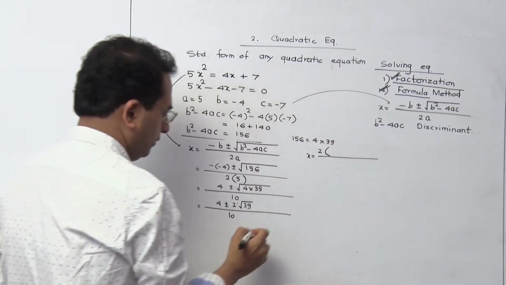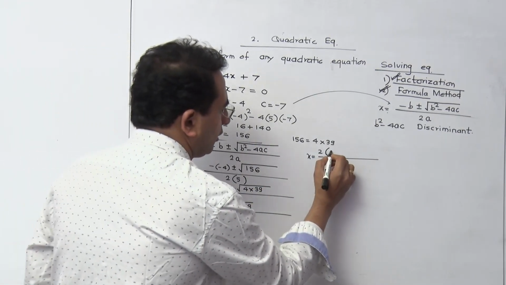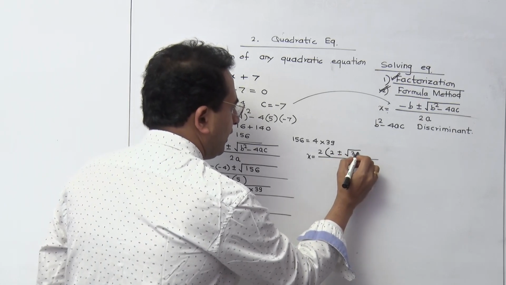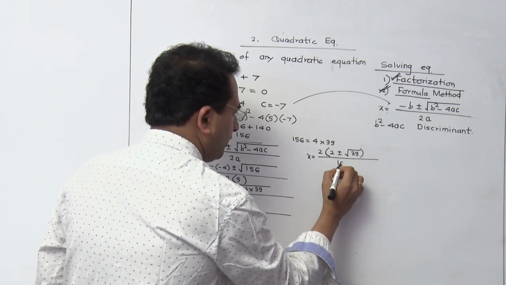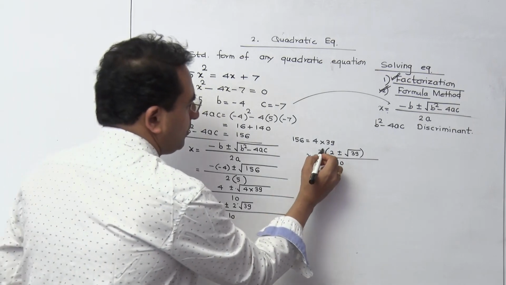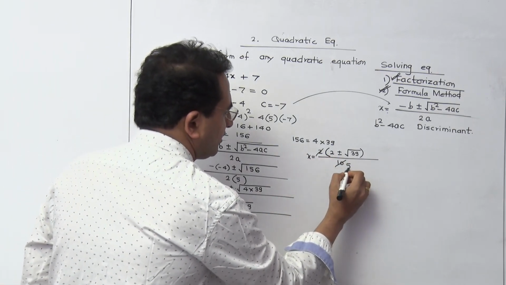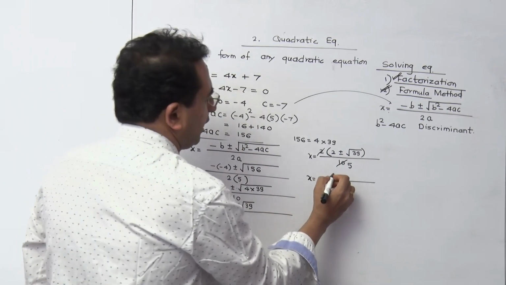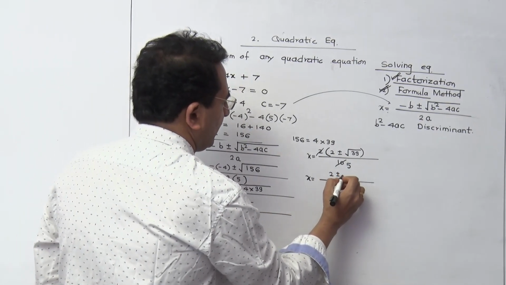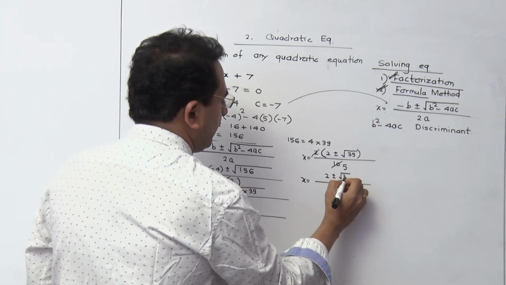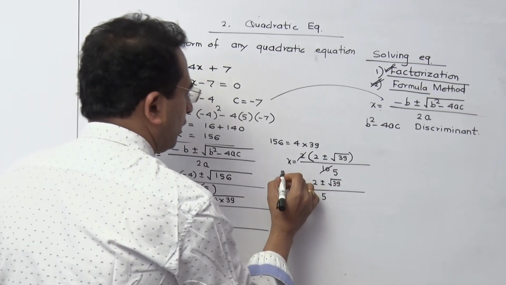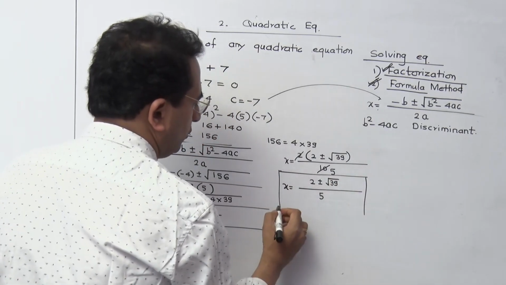In the bracket, we should write 2 twos are 4, so 2 plus or minus root 39, and then upon 10. Which can be written now as 2 ones are 2, 2 fives are 10. So the values of x that you are going to have are 2 plus or minus root 39 upon 5. I think you are clear with this calculation.